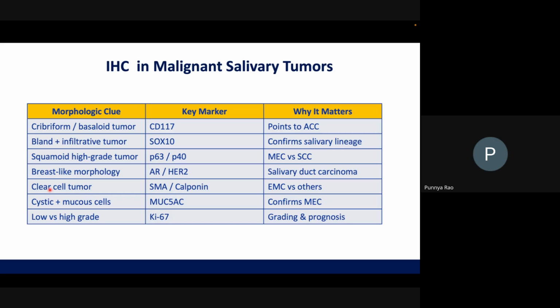If there are cystic spaces, mucous cells, you have to do mucin markers, which confirms mucoepidermoid carcinoma, and Ki67 will help you to grade it into low or high grade, because grading is very important for the prognosis as well as the treatment.